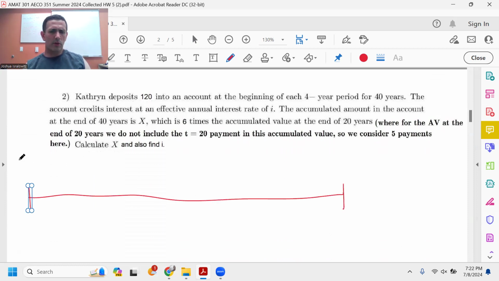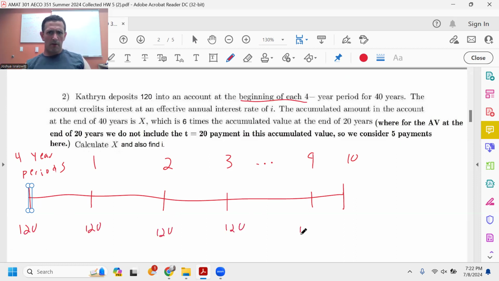All right, so I'll do it like this. I forget how I did it in lecture. It really doesn't matter. So this is in 4-year periods. So this is like year 4, 8, et cetera. All right, so payments at the beginning of each 4-year period. So 120, 120. Nothing here. So it's still a total of 10.